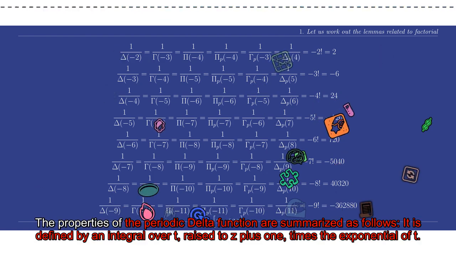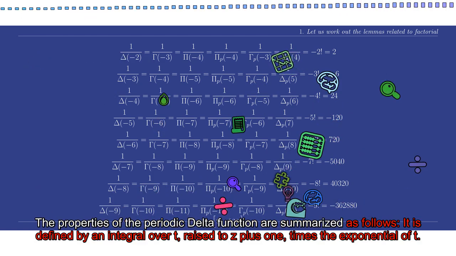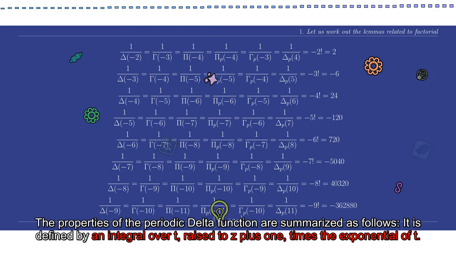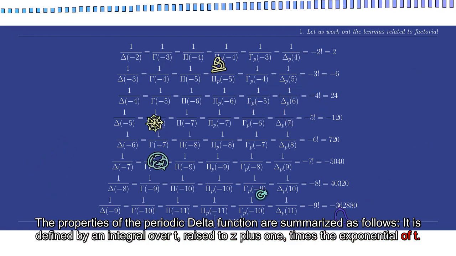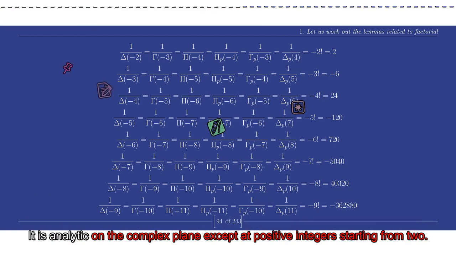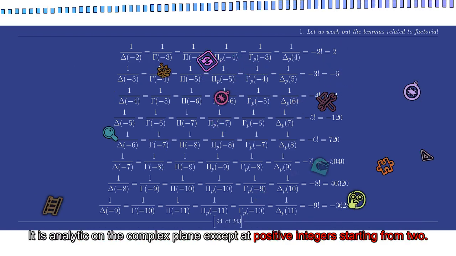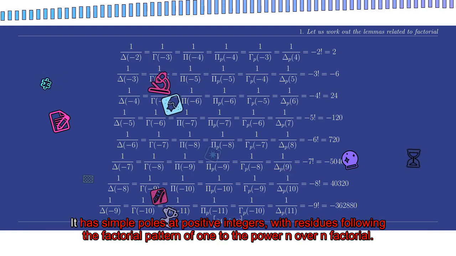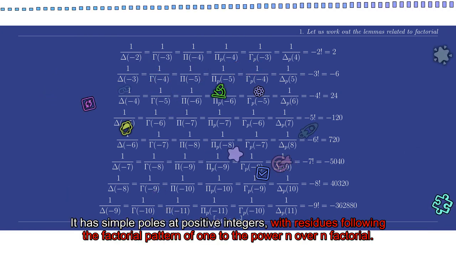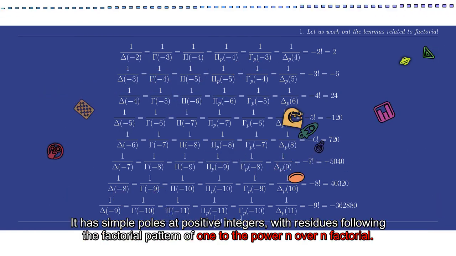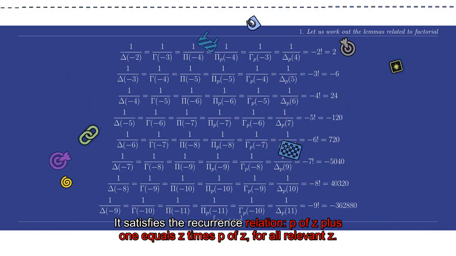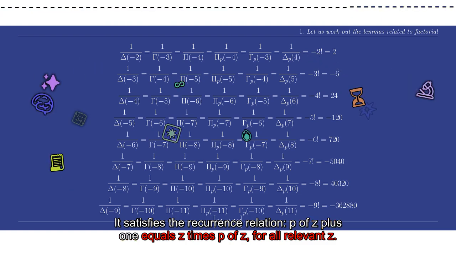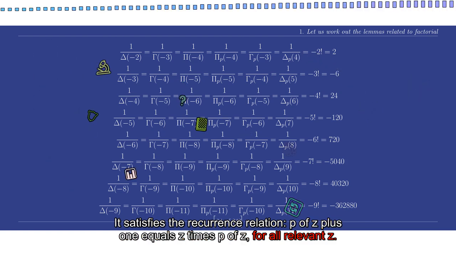The properties of the periodic delta function are summarized as follows. It is defined by an integral over t raised to z plus 1 times the exponential of t. It is analytic on the complex plane except at positive integers starting from 2. It has simple poles at positive integers, with residues following the factorial pattern of 1 to the power n over n factorial. It satisfies the recurrence relation p of z plus 1 equals z times p of z for all relevant z.